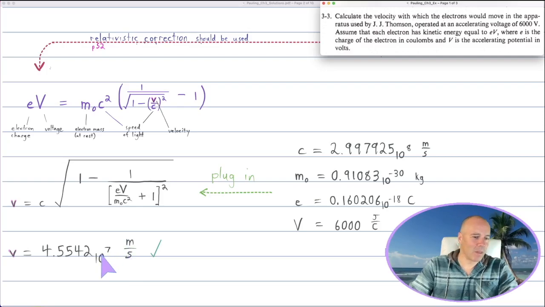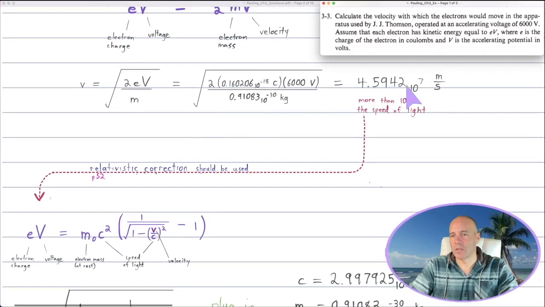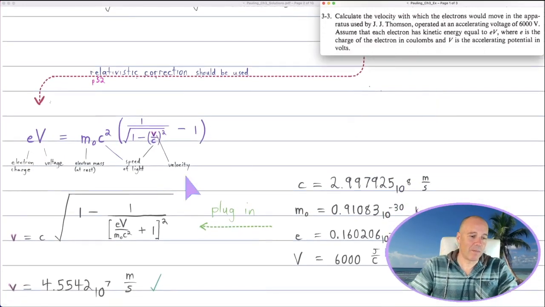Let's compare that with what we got before, 4.5942 times 10 to the 7 meters per second, and now we get 4.5542 times 10 to the 7 meters per second. So it is a little bit different, and the relativistic correction does need to be used.